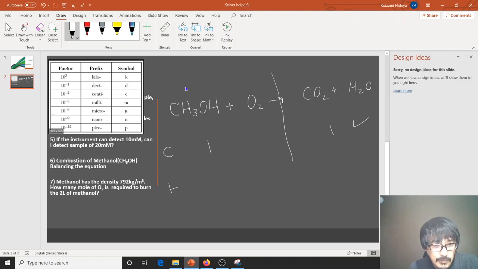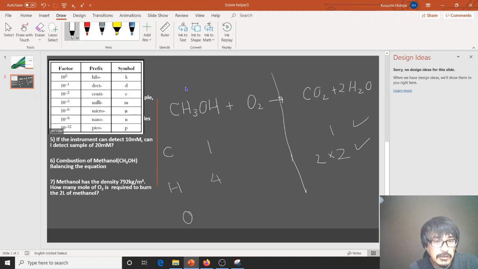So H, how many H's do I have on this side? I have 4 on this side, right? 1, 2, 3, 4, right? And then I have 2 on this side. So I actually have to multiply this by 2. Now I have 4 on this side, right? So that's check. 4 and 4, right?